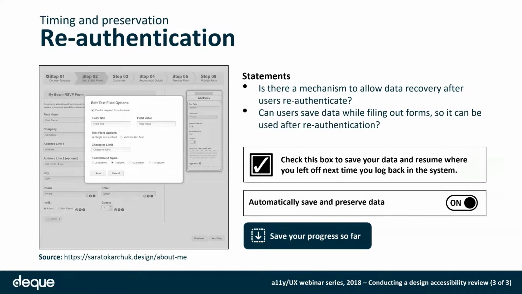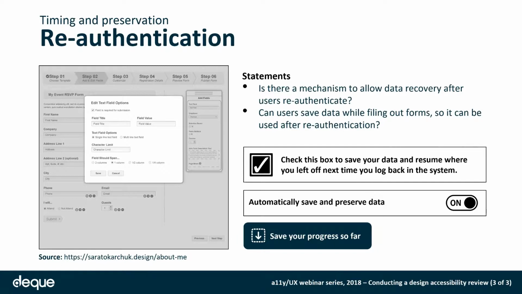So examples of that, again, could be just like I showed you for the interruptions before, a checkbox that allows you to either save your data and resume where you left off the next time you log in, or just a toggle switch that allows you to automatically save and preserve your data. Or just a regular button that allows you to click on it to save at that point.